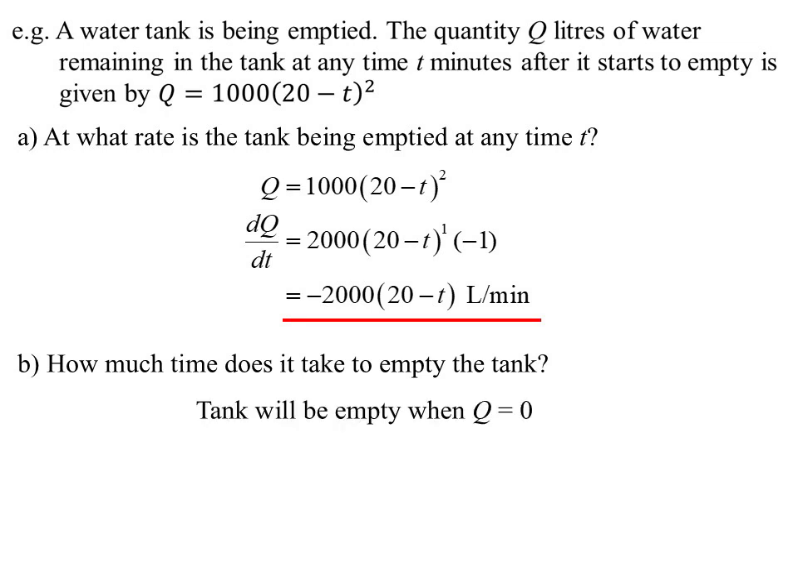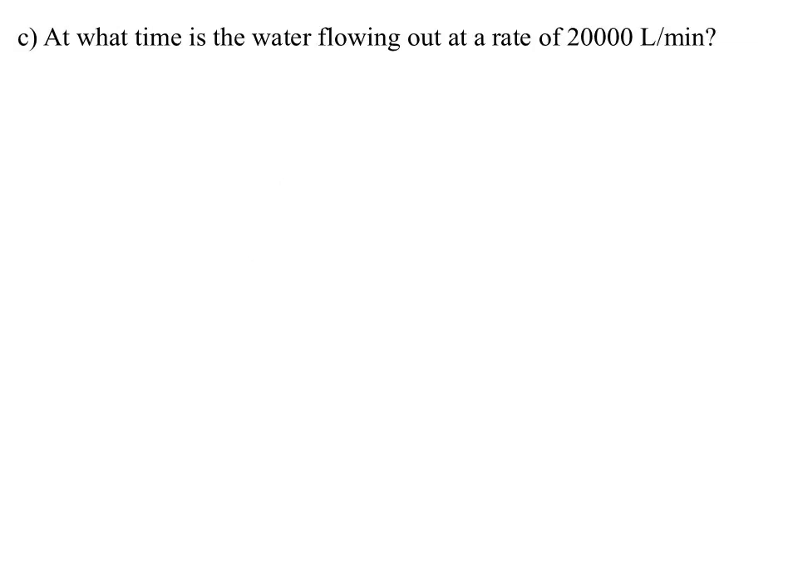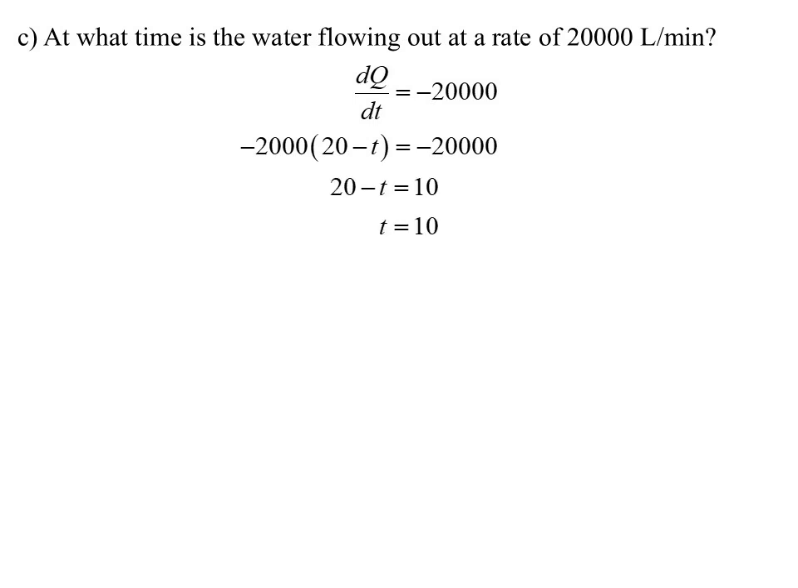So again, to justify what you're doing, make some sort of statement. This is why I'm doing it. Solving that equation, we get T equals 20. So we're all right, after 20 minutes. So when will water be flowing out at a rate of 20,000 litres per minute? So when is dQ/dT equal to minus 20,000 is what we're being asked. That rate of change. Solving that one, we get T equals 10.